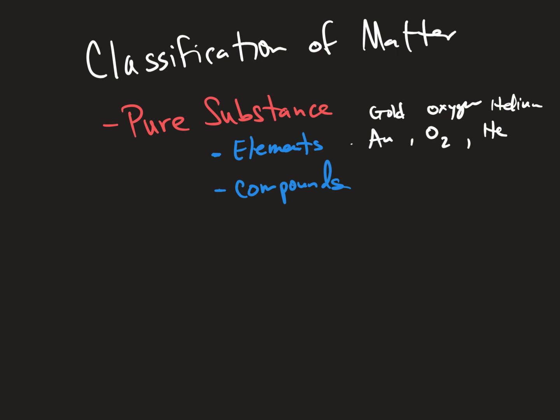What's a compound? A chemical composition of 2 or more elements bonded together, not mixed, bonded together, like H2O, CO2, carbon dioxide, the stuff we breathe out, sugar, C12H22O11. This is sucrose, table sugar. Any compound, any chemical formula, is a compound. Are we good?